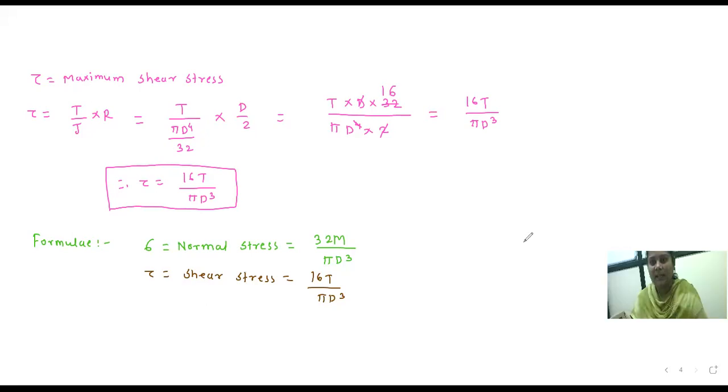Okay, so please write down next point. Up to this point, we have derived equation for normal stress and shear stress. Now we will see how to find out principal stresses. So please write down next point. Next point is principal stress.